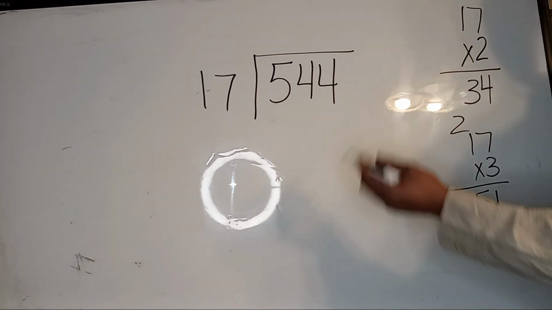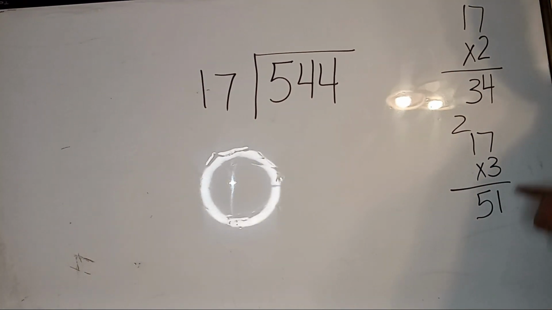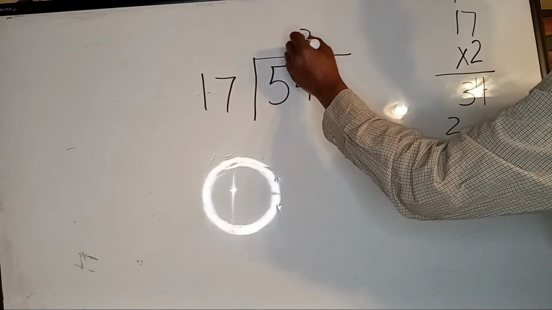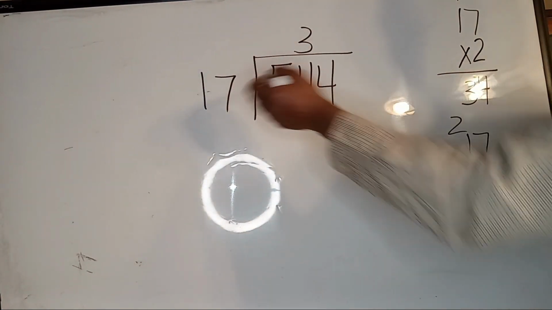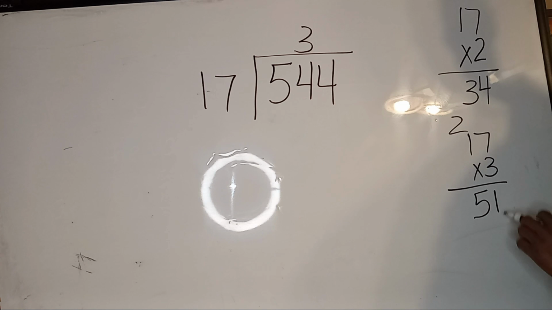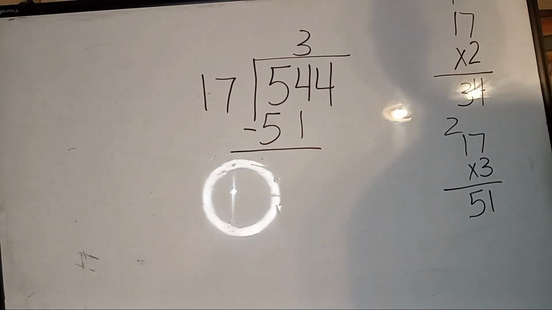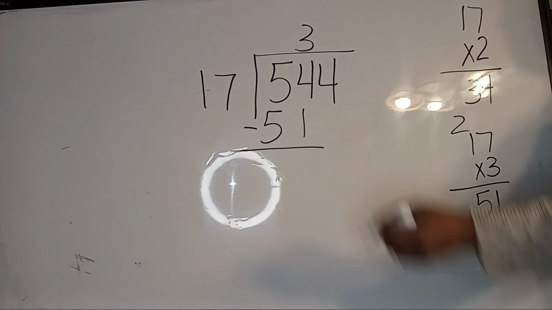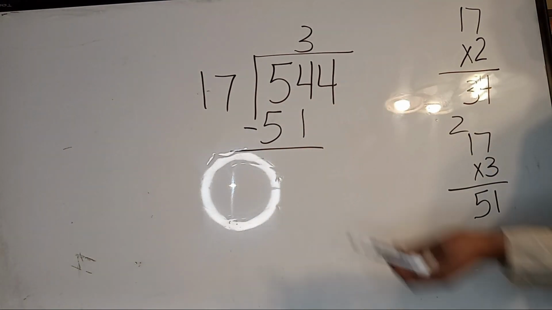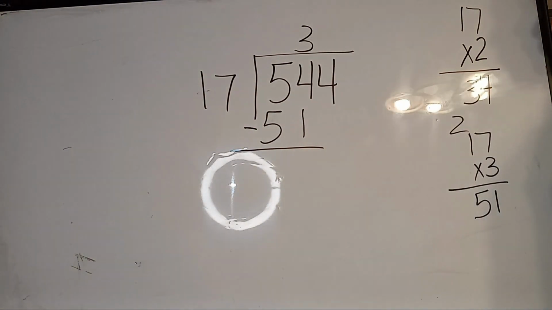51 is going to get us most likely the closest that we can get. So that took 3 groups. So we put our 3 over the 4. We repeat that multiplication, which is 17 times 3. We put our 51 up underneath the 54. And now we're just going to subtract. So we got 4 take away 1, which is just being at 1 counting up to 4. So what's the answer? We got 4 take away 1. 3.